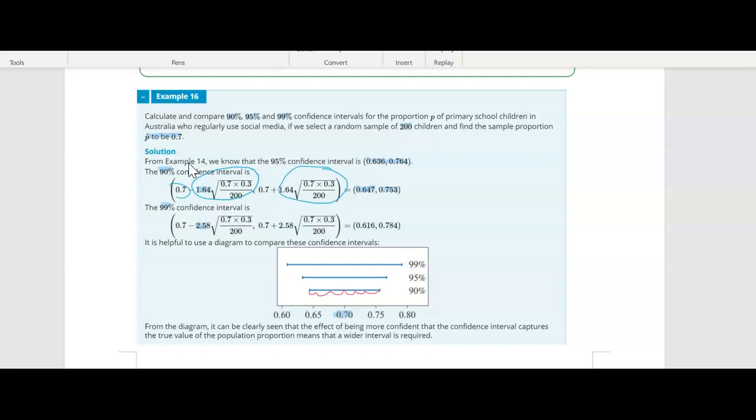So 90% confidence interval there, and then you've got 95% and 99%. So it gets wider the larger the confidence interval. So from this diagram, it can be clearly seen that the effect of being more confident that the confidence interval captures the true value of the population proportion means that a wider interval is required.